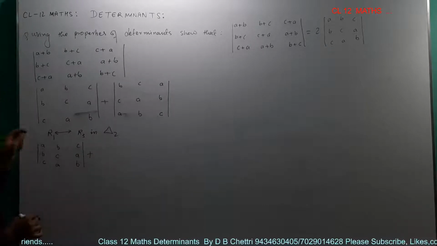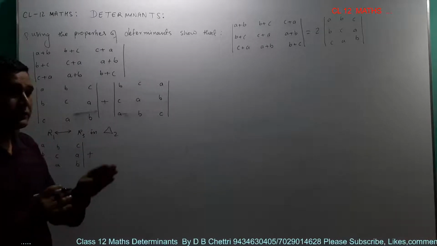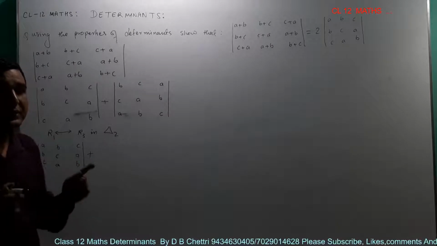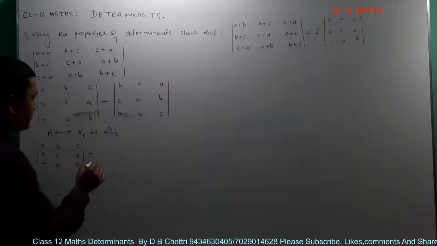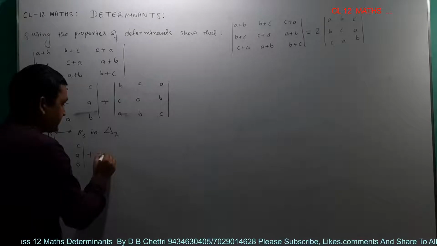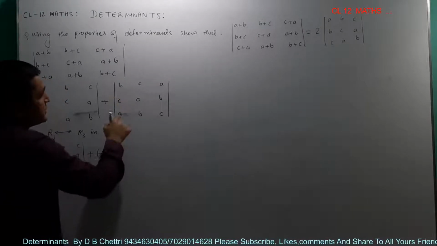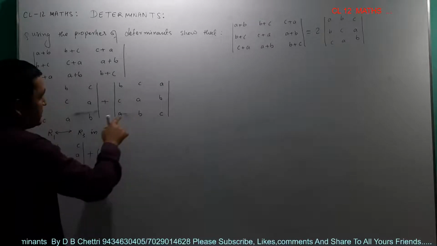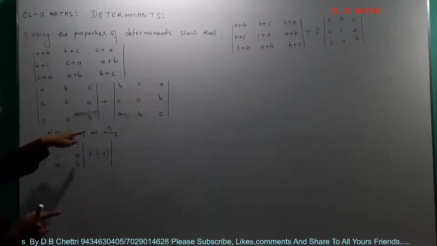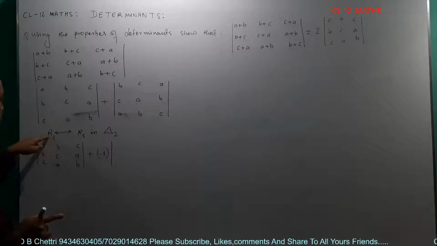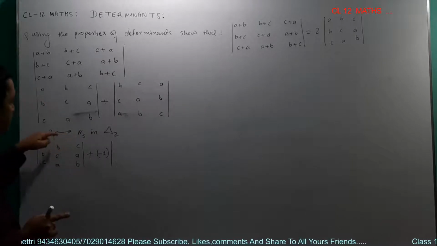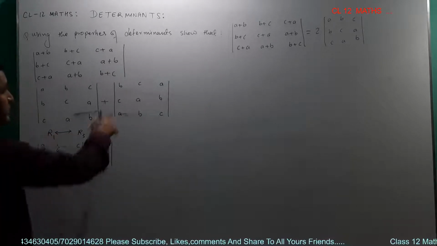Then, according to the property of determinants, if you exchange any rows or columns, the value of the determinant is negative. Now that means the value of the determinant is negative. Now exchange it: A, B, C. Now row 3 replaces row 1 and row 1 is replaced by row 3.